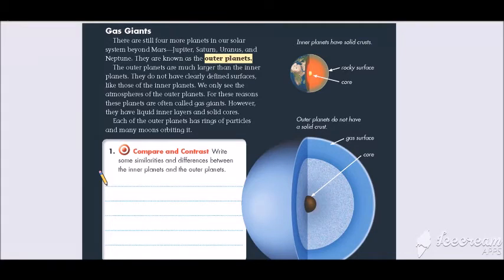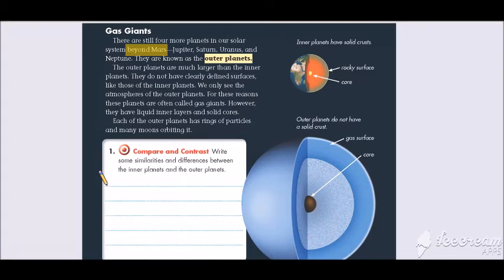So where are the outer planets? Of course, they are beyond Mars. They are after Mars. Beyond means after. Jupiter, Saturn, Uranus, and Neptune, they are known as the outer planets. So when I ask you what are the outer planets, you have to tell me the four names of them. Jupiter, Saturn, Uranus, and Neptune.